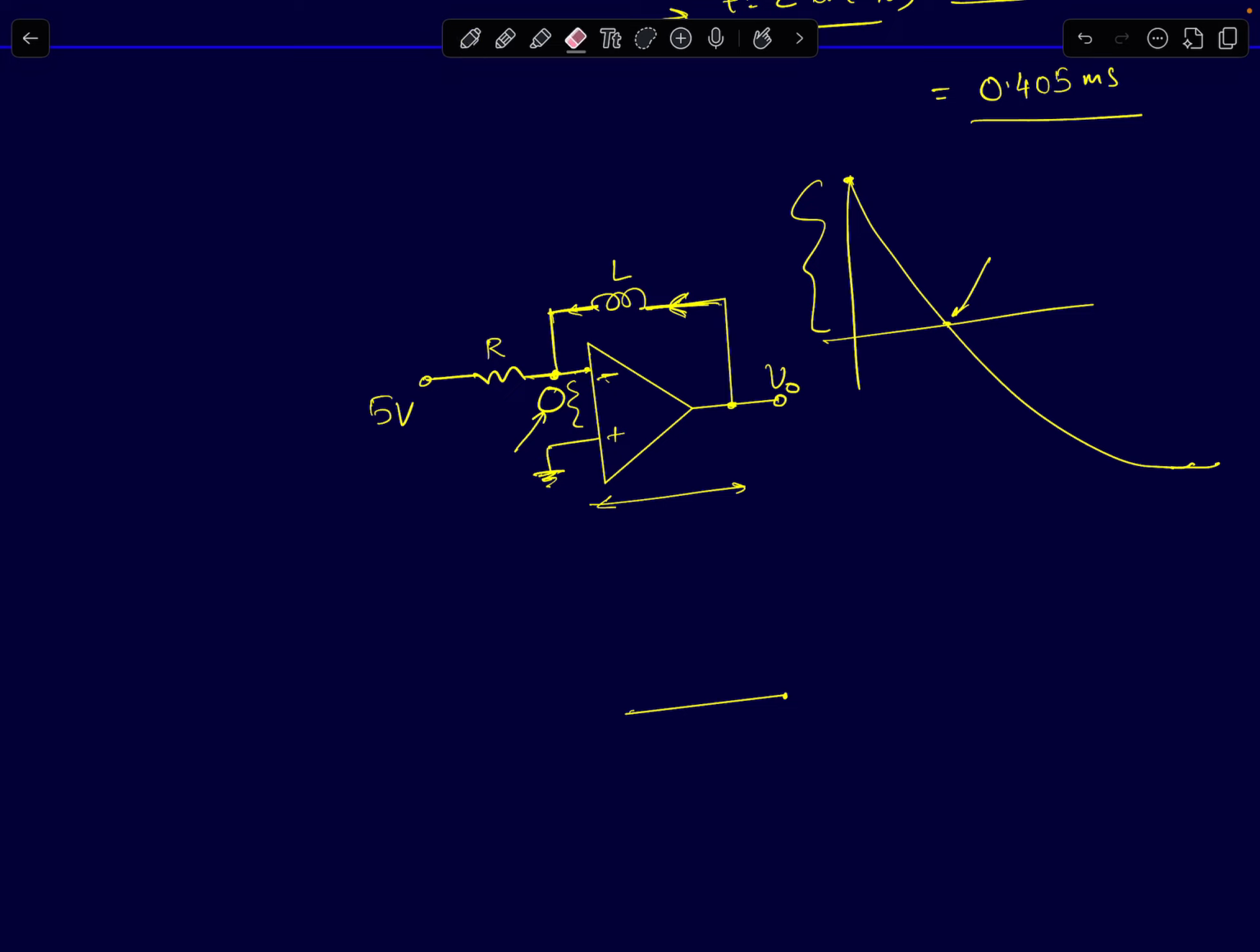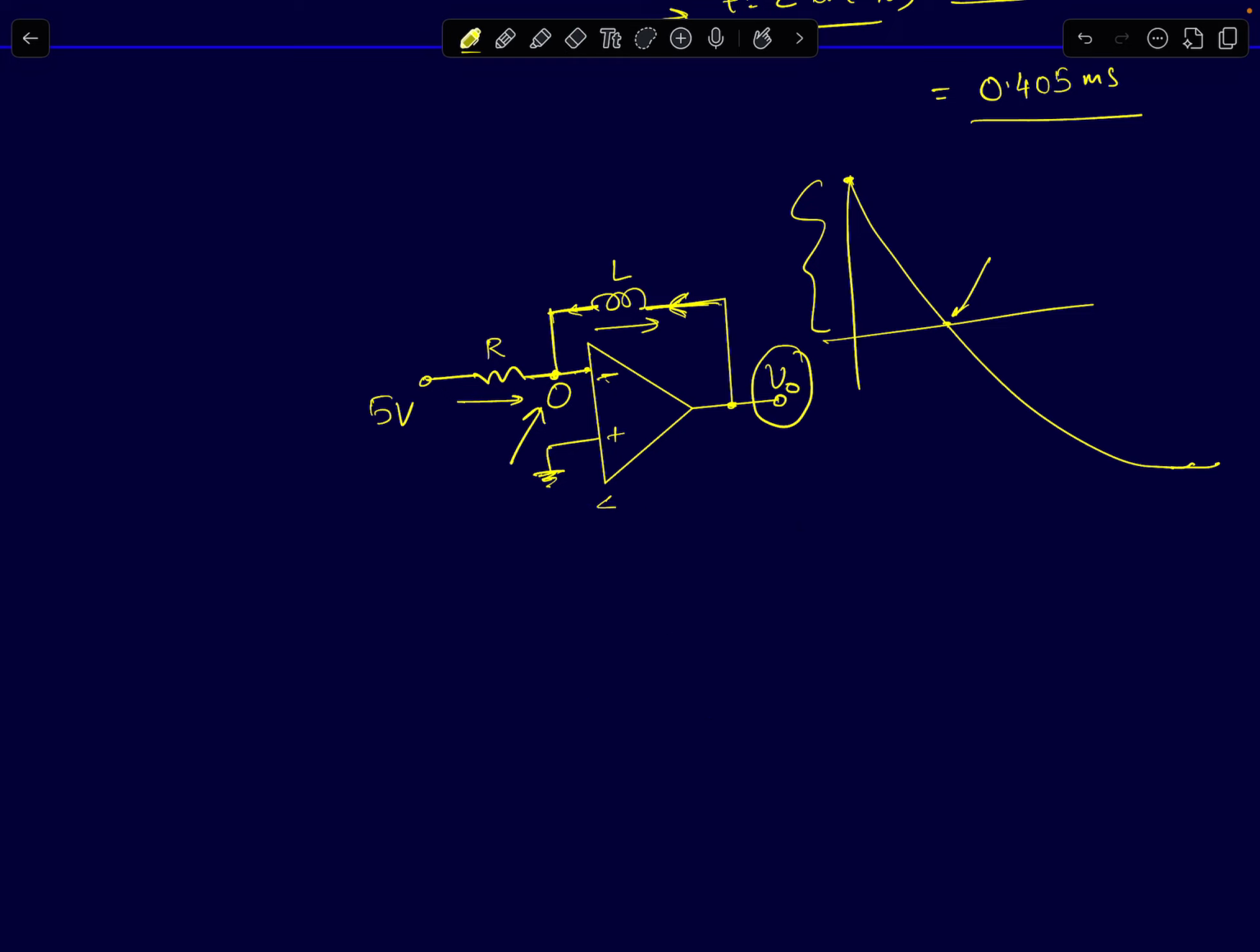Using that logic, you can argue: what is the current through the inductor? It is the same as the current through the resistor. If the current through the inductor cannot change instantaneously, then the current through the resistor also cannot change instantaneously. Which means this node voltage cannot change. Vx has to stay at 0. But V0 will change. That can have sudden changes, which is what happens in the circuit.